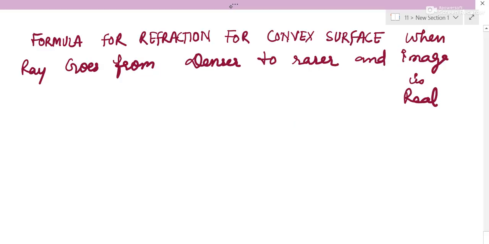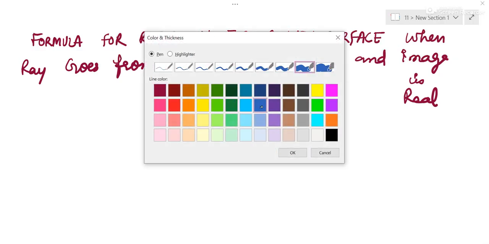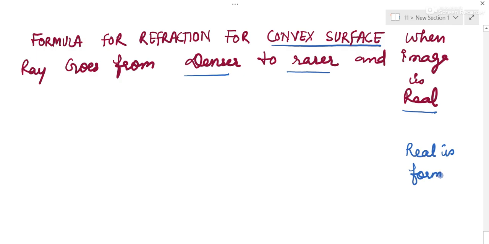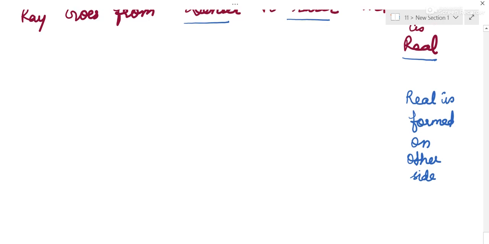So this is the next case, the last case of convex. Convex surface, denser to rarer. Image is real. So real image is formed on the other side. First thing is, it is on the other side. Then we should know the order of OCI. Yes, that I have already told you.